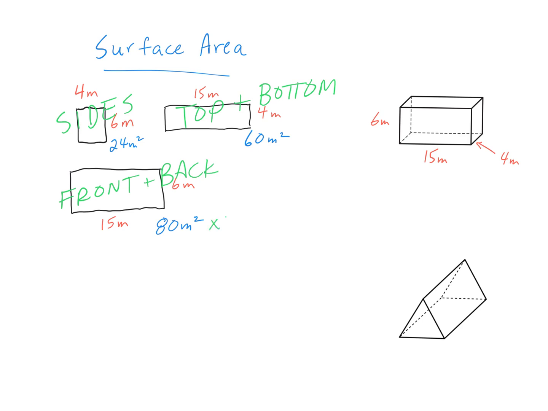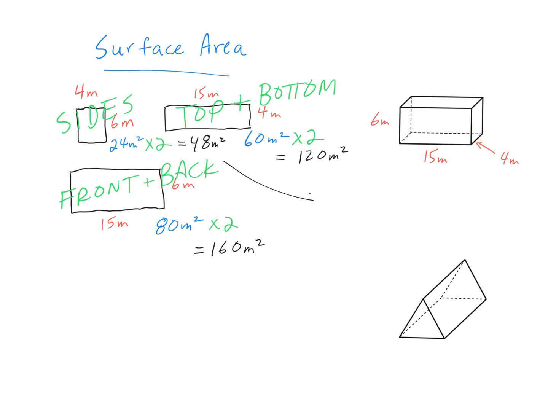So we have this times 2, top and bottom by 2, and the sides by 2. So the total surface area, in other words, if I wanted to cover this shape with wrapping paper, how much paper would I need to completely cover it? It's going to be 24 times 2 plus 60 times 2 plus 80 times 2. And those numbers are, we got 48, we got 120, and we got 160. And these are all meters squared because we're talking about area.